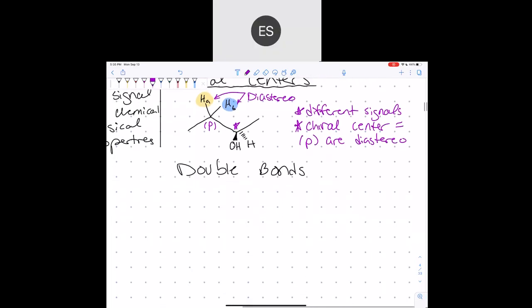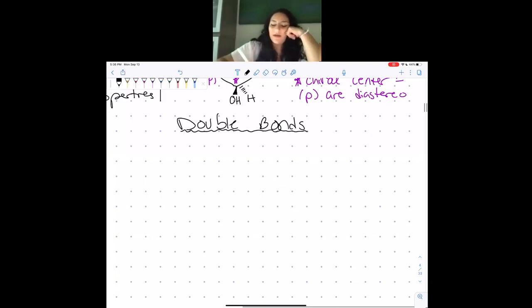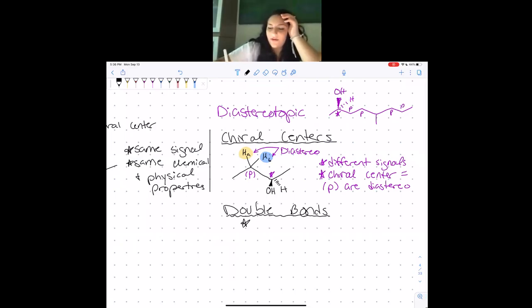Double bonds. There's a couple different things I have to show you for double bonds. But before I do that, I saw a comment and I got distracted. So yes, for all of these potential chiral centers, each of these will be unique signals. So this will be one signal, two, three, four, five, six, so on and so forth.